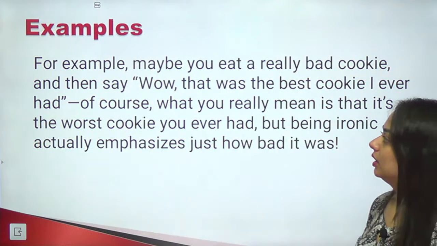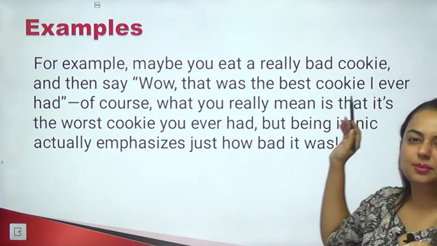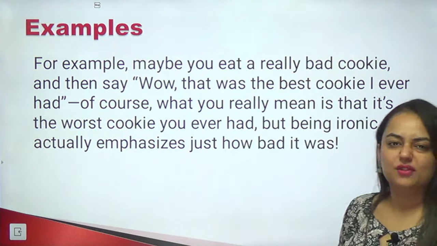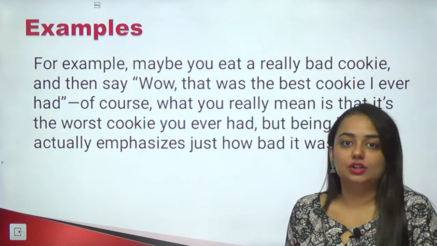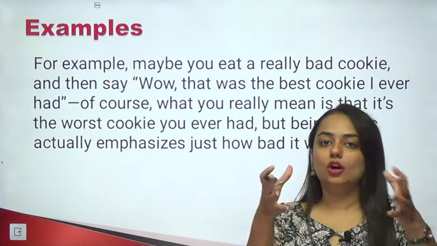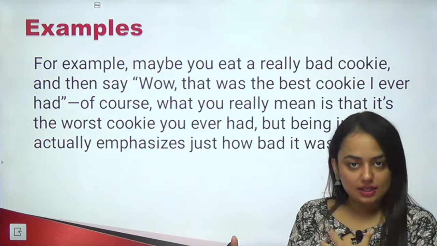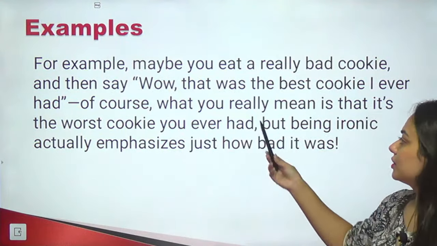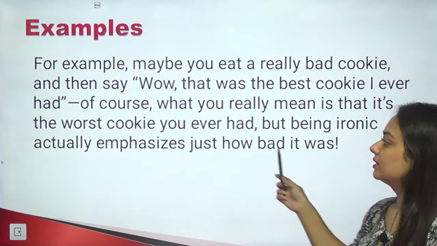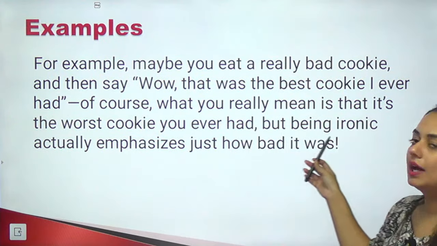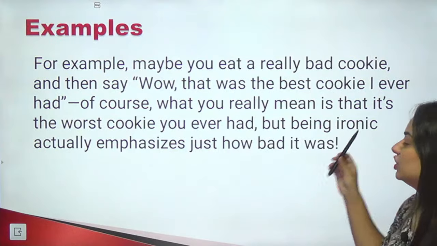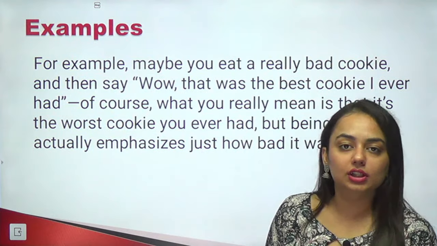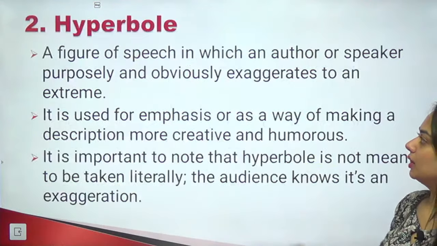Okay, let's see an example. For example, maybe you eat a really bad cookie and then you say, wow, that was the best cookie I've ever had. But actually the person did not like the cookie at all. So this is an ironical situation. On the surface, the person is saying something else, but feeling something contrary to it. Of course, what you really mean is that it's the worst cookie you ever had, but being ironic actually emphasizes just how bad it was. Don't we just exaggerate things when we are being ironical, right? So this is one such case.